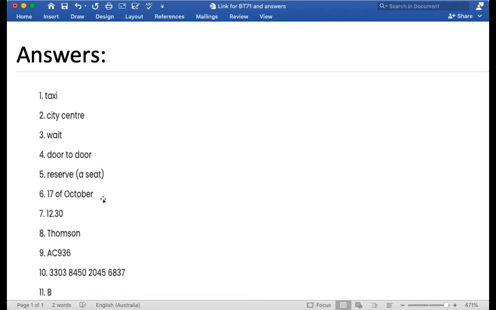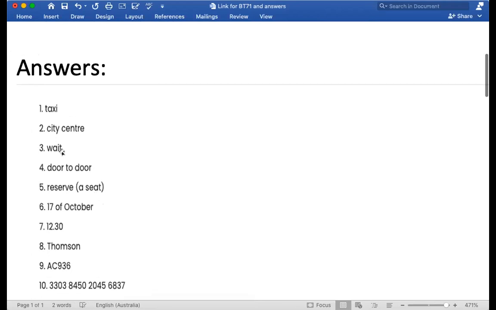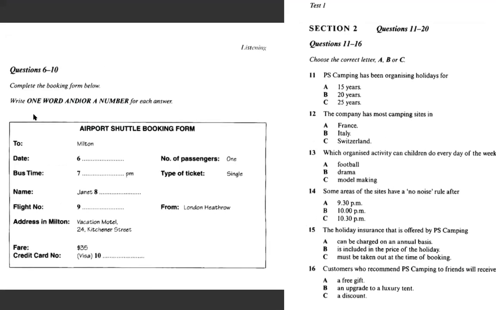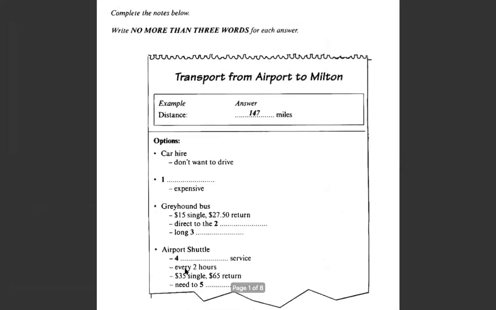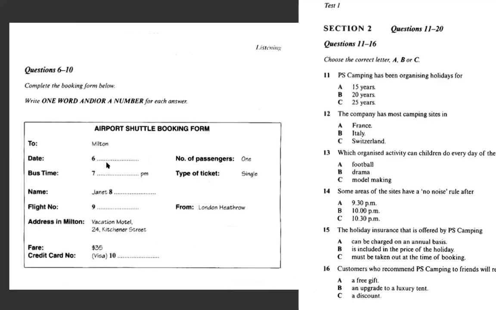Actually, I wrote reserve seat for 5th answer. Do you think it's still correct? Reserve seat. No, just 1 word, right? That was the rubric. I think it's from question 6, you're supposed to do 1 word. So 6 is the date. Where was that reserve seat? Was it 5th one? Yeah, it was 5th. Okay. 5th one, reserve a seat or reserve seat. Both are correct. But from 6 onwards, it's going to be just 1 word. So that's why even 17 of October is wrong. It has to be 17 October.